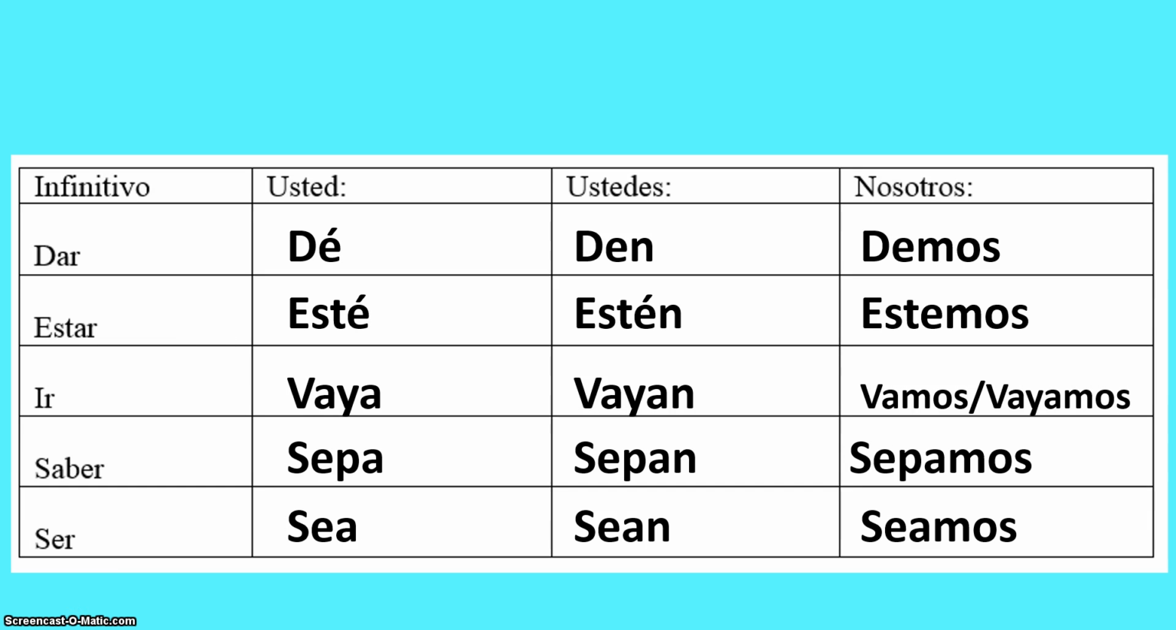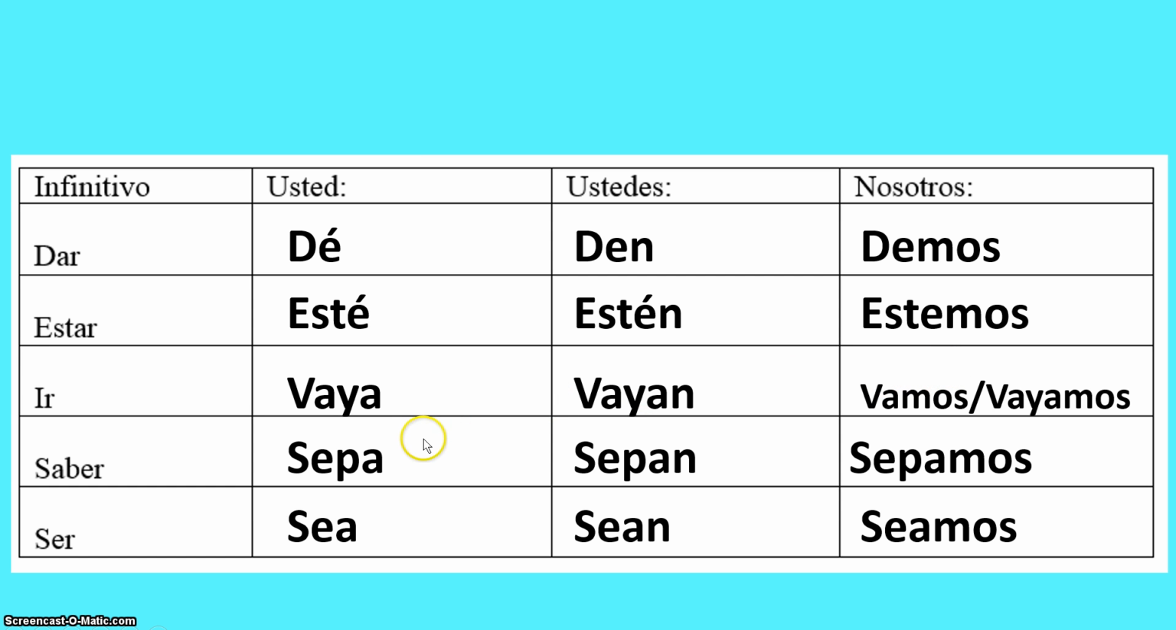Let's go over pronunciation really quickly, starting with dar. The usted command is going to be dé, the ustedes command is going to be den, and the nosotros command is going to be demos. The estar command, usted command is going to be esté, ustedes is going to be estén, and nosotros is going to be estemos. Ir, our usted command is vaya, ustedes command is vayan, and the nosotros is vamos or vayamos, depending on if it's positive or negative.